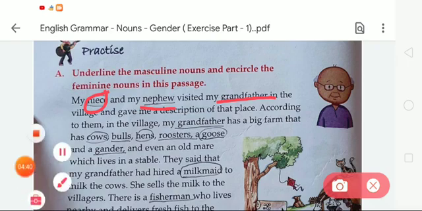Here we have to underline and circle. First of all we are going to underline the masculine words, that is grandfather, rooster, gander. Okay, so these are the masculine words.